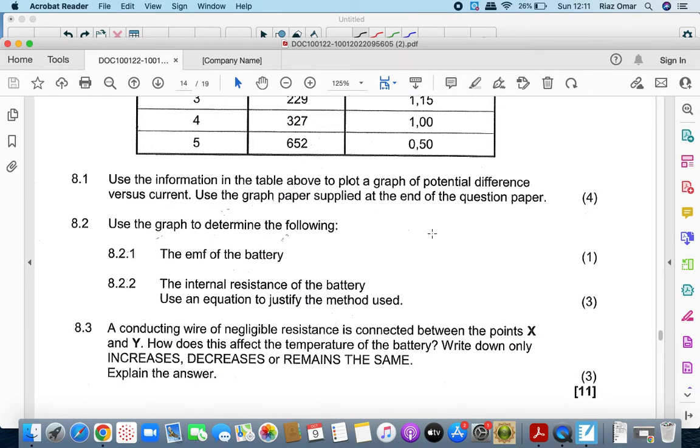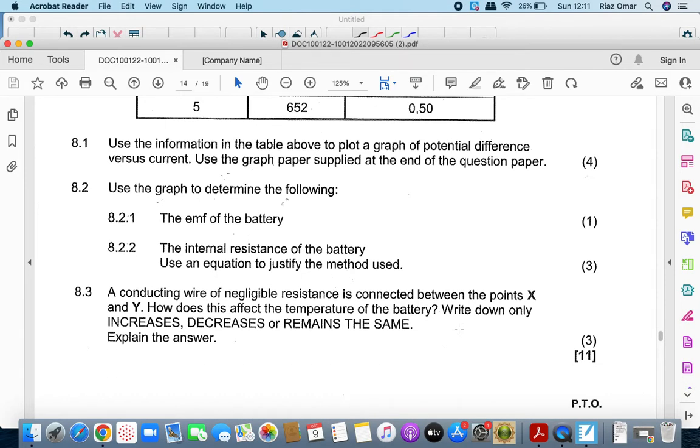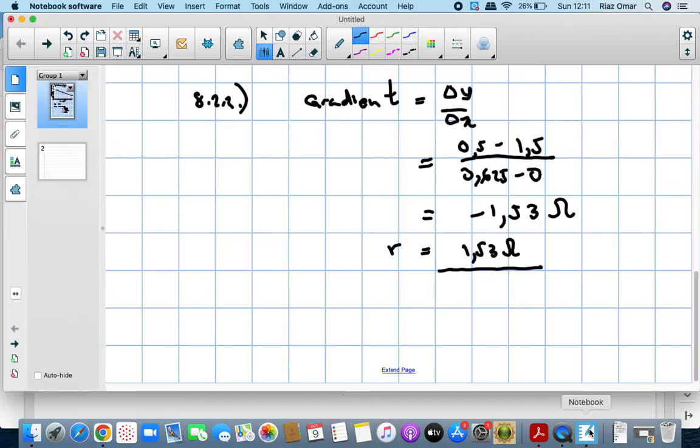It says here, a conducting wire of negligible resistance is connected between the points X and Y. How will this affect the temperature in the battery? Only increase, decrease, or remain the same. And then you must explain your answer. Now we're talking about the temperature, so we're talking about energy. Because the current will go through the easier path, there will be a short circuit, right? So we'll have to write down 8.3. How will the temperature be affected?